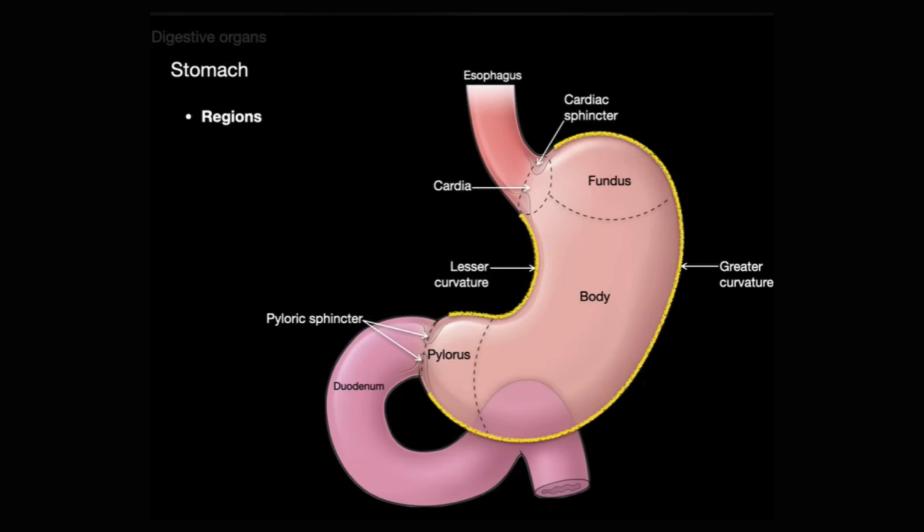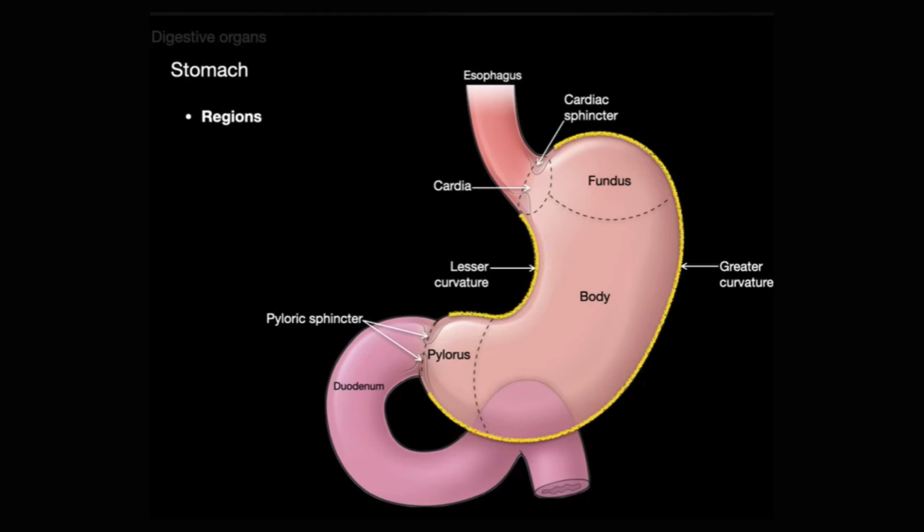Now, going through the different regions of the stomach. The stomach has four main regions itself. First is the cardia. The reason why it's called the cardia is because the diaphragm is above the stomach itself, and the heart lies above the area.